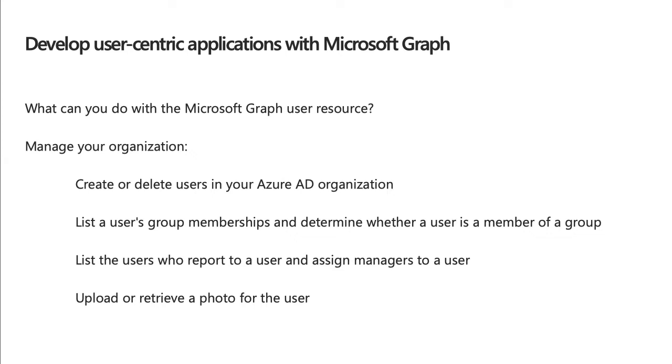What can you do with the Microsoft Graph user resource? Well, the user resource is the gateway to resources related to a user, and it can be the currently signed in user or another user if your identity and application has been granted the necessary permissions to access those other users. What kinds of things can you do with the Microsoft Graph user resource? You can manage your organization, you can create new users in your organization, or update the resources and relationships for existing users. You can use the Microsoft Graph to do the following user management tasks.